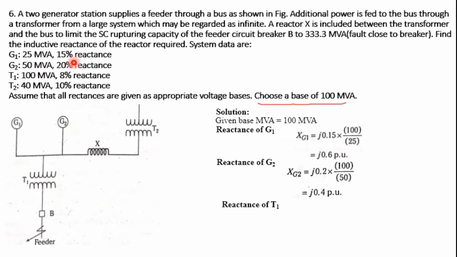MVA. Similarly for the generator G2, this is 20% reactance which is given here, MVA base new is 100. This is the same for the entire system. What is the old value? 50. So similarly for the transformer T1, and for the transformer T2, it is 0.08 because 8% is 100 by 100. So you'll get 0.08 for transformer T2. Then it is 10% is 0.1, 100 by 140, you will get 0.25.